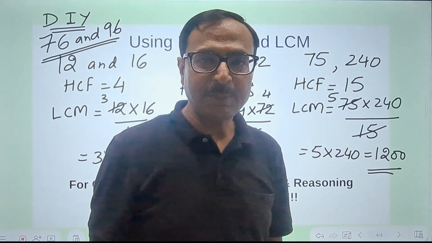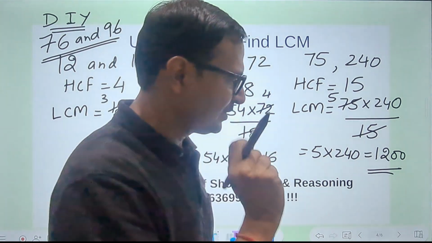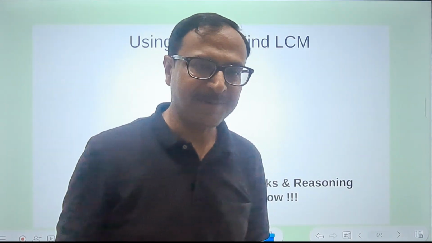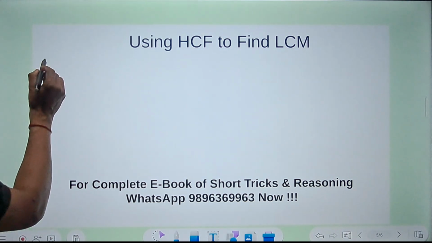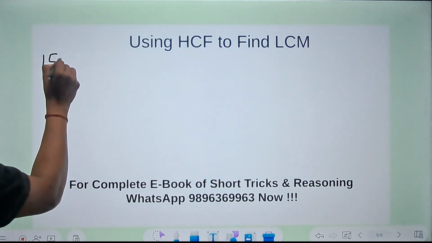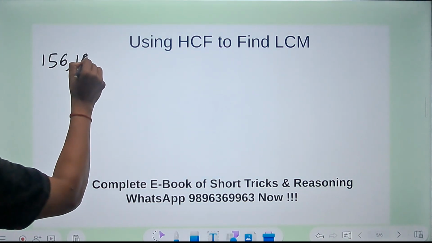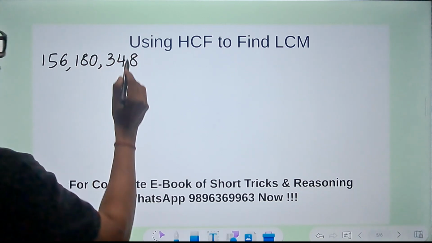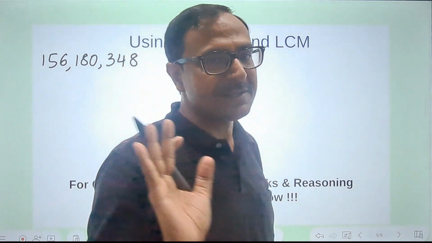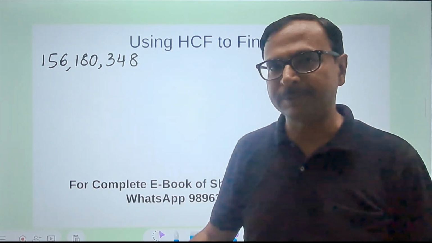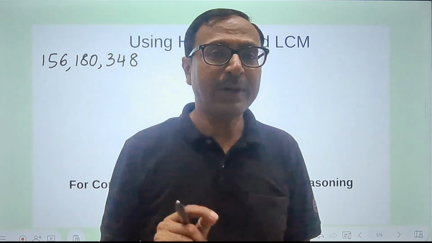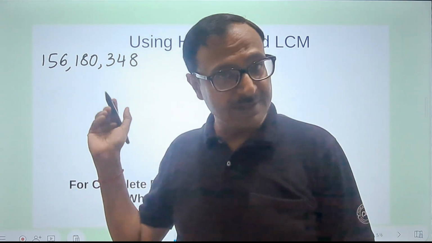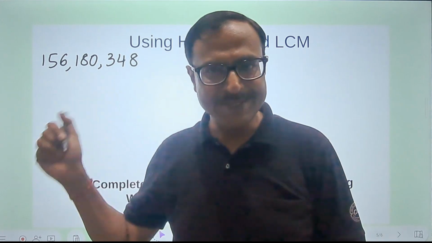Now the actual problem comes when you have three numbers. So watch now, this is going to be really interesting and amazing. Suppose the numbers are 156, 180 and 348. Now finding the LCM is really a tough job. But if you are aware of some smart tricks of finding HCF, this is also going to be solved easily.